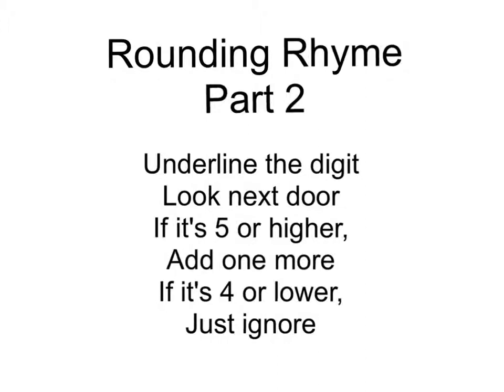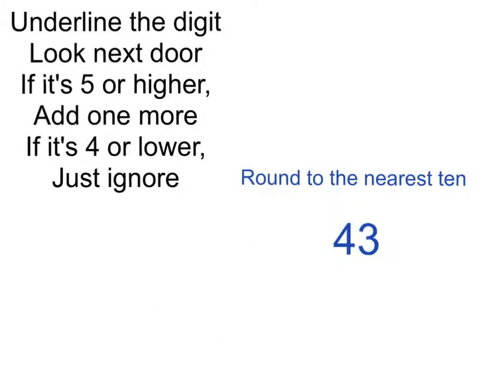Good job. In this problem, we are asked to round to the nearest 10. So the tens place is what we will underline. So let's go through our rhyme. Underline the digit, look next door. If it's 5 or higher, add 1 more, but it's not. If it's 4 or lower, just ignore.